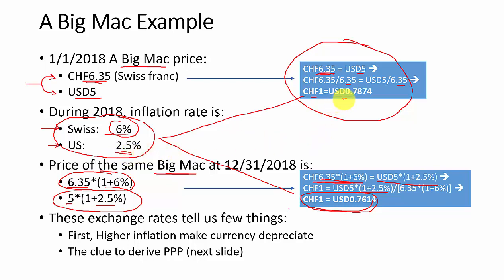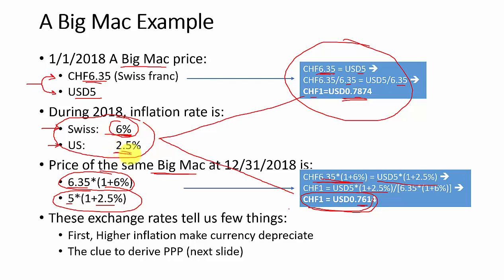So let's see if the numbers tell the same story. At the beginning of the year, 1 Swiss franc is about 78 cents. And at the end of the year, it is only 76. And yes, the Swiss franc depreciates. And it is consistent with the fact that high inflation occurs in Switzerland, right? Yeah, so it is the idea behind purchasing power parity. It tells you that high inflation makes the currency weaker. Low inflation makes the currency stronger.